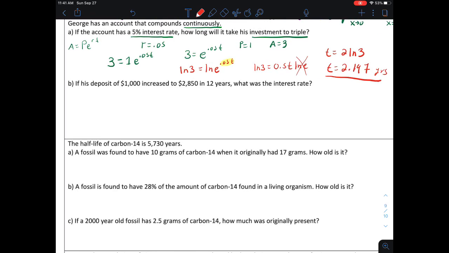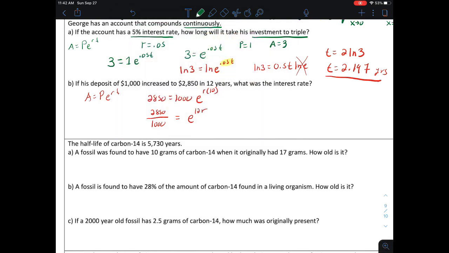If his deposit of $1,000 increased to $2,850 in 12 years, what was his interest rate? So we're still using our PERT formula, A equals P times e to the rt. We don't know the interest rate this time, but we do know that we have 2,850 equals 1,000 times e to the r times 12 power. And I want to solve. I would divide by 1,000 first. So I'd have 2,850 divided by 1,000 equals e to the 12r power.